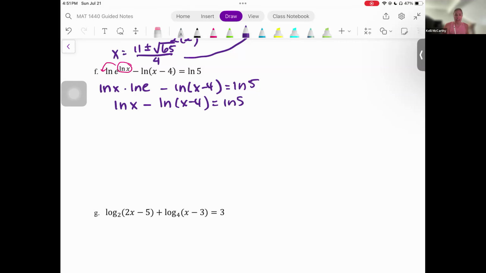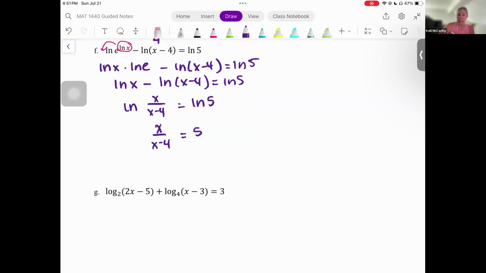We can condense on the left using the quotient rule. So we have the natural log of x over x minus 4 is equal to the natural log of 5. And now we can apply the one-to-one rule that says that if natural log of a equals natural log of b, then a must equal b. So in this case, x over x minus 4 equals 5.